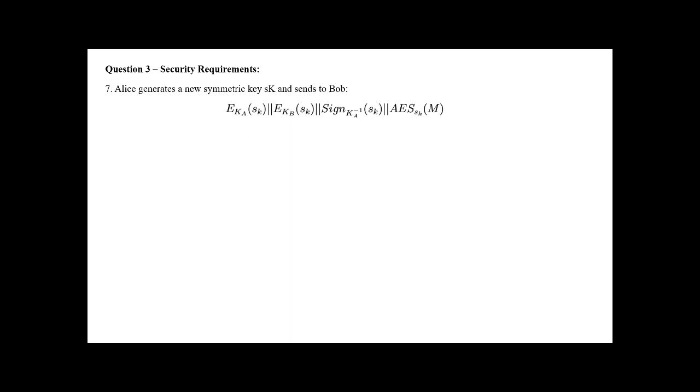Now with the seventh and the last question for this tutorial. Alice generates a new symmetric key, SK, and sends to Bob the following. She sends the symmetric key, SK, encrypted with her public key, along with the symmetric key encrypted with Bob's public key, along with the symmetric key encrypted with her private key, which is the digital signature. Okay, and finally concatenated with the message encrypted with the AES algorithm with the symmetric key SK.